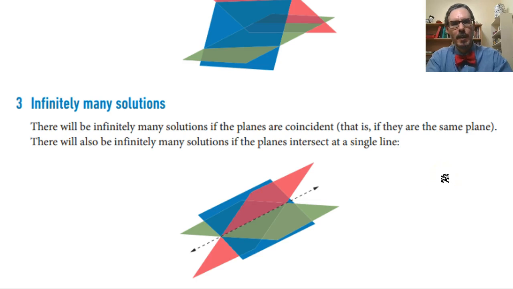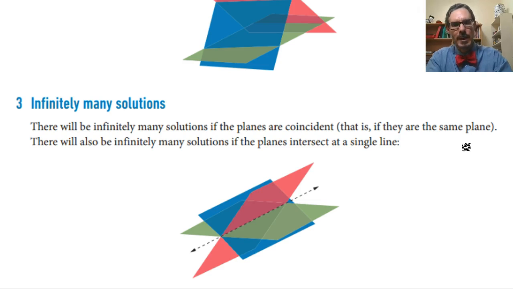There could be an infinite number of solutions if the planes are actually describing the same plane. If the equations are actually describing the same plane, we would say those planes were coincident. The planes coincide, they're the same plane. Then obviously there's no way to choose.